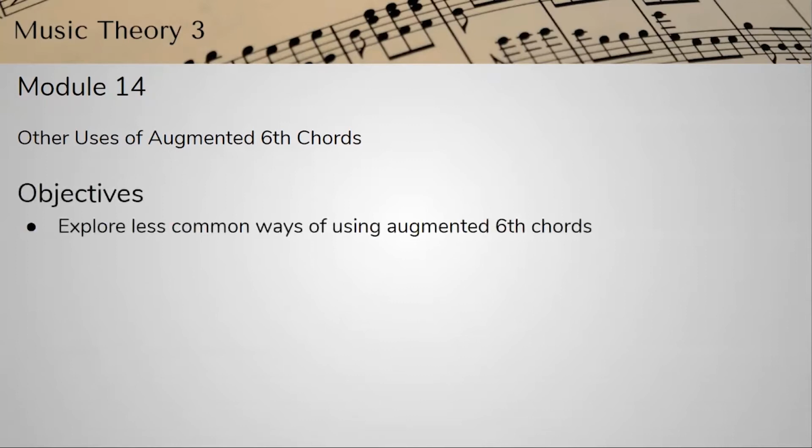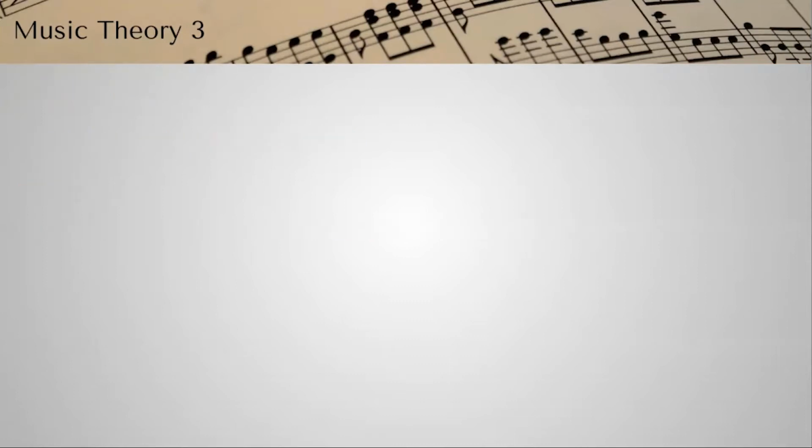So the objectives in this video are just to explore the less common ways of using augmented 6 chords. Now all the examples in this video are going to be in 4 parts. The book has some examples that are in other textures, and when we do our analysis, those will obviously be real music scores too. But I think it's nice to look at these in a familiar context to get the concept down first.